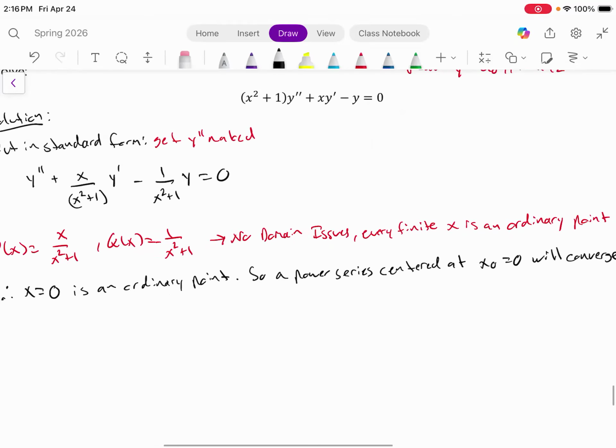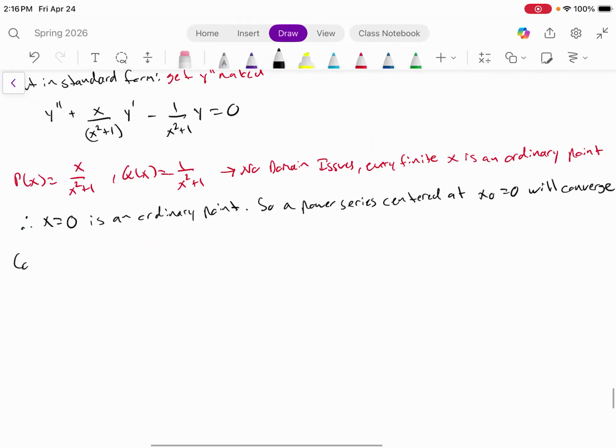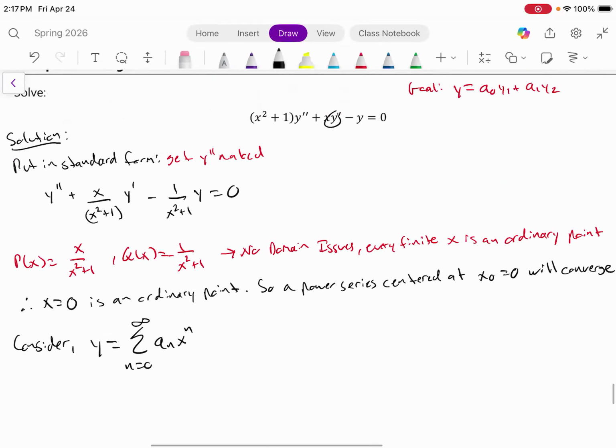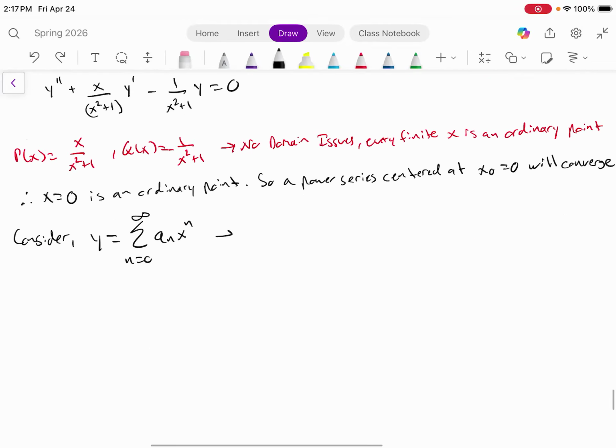So great. That means we can set up our power series solution to be y equals the series n equals 0 to infinity of a sub n x to the n. Because x equals 0 is an ordinary point, we could write x minus 0 to the n, but that just means x to the n. And we can take the derivatives now because we're going to need a y prime and a y double prime. Those are standard derivatives. We know what those would look like by now.